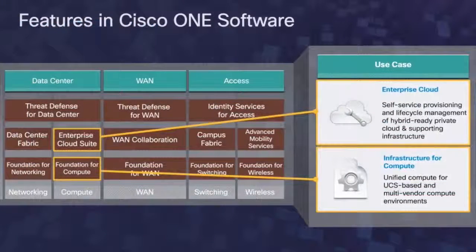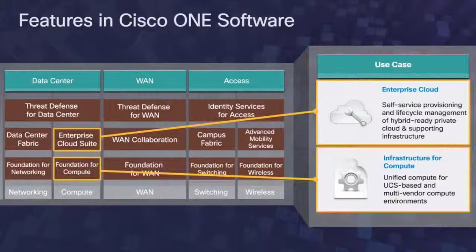A clear understanding of use cases in general and the capabilities that are provided in each suite of Cisco One software is critical to your sales success. So if we look at a couple of use cases, Foundation for Compute will enable customers to automate their compute infrastructure, allowing customers to deploy, provision, configure, and manage UCS and virtual servers with consistent global compute policies in a quick and easy manner.